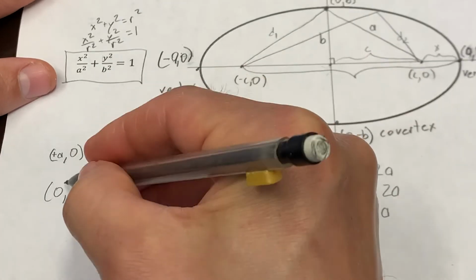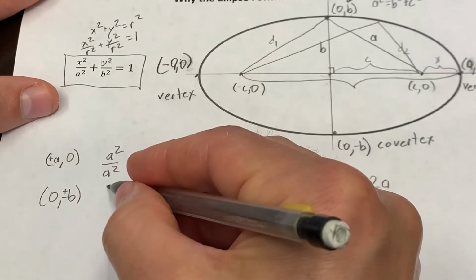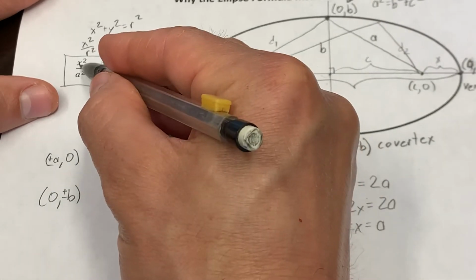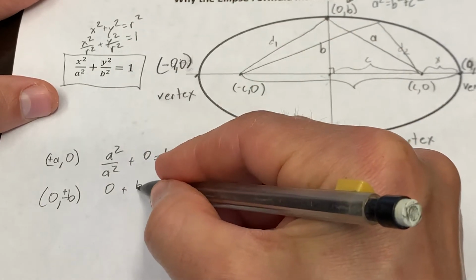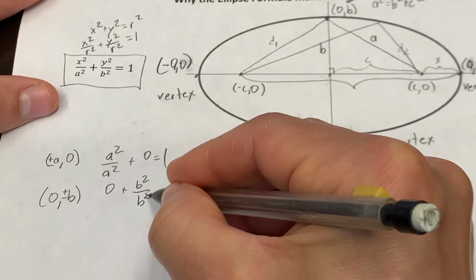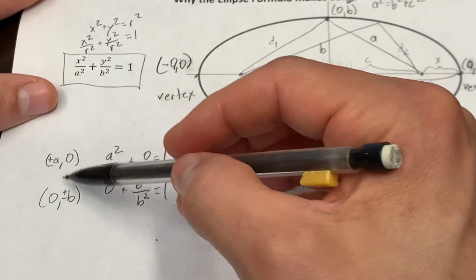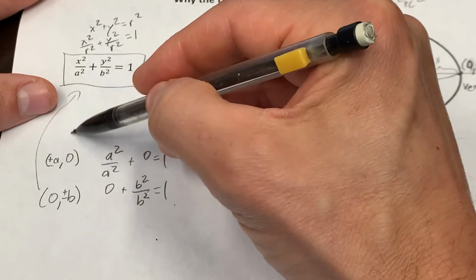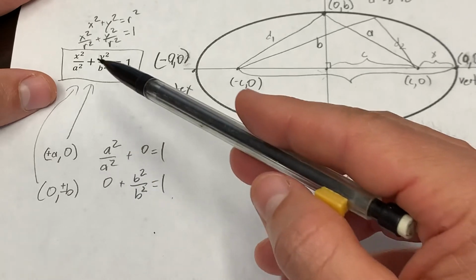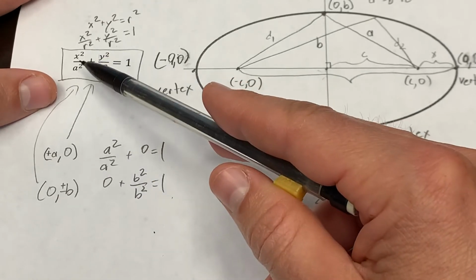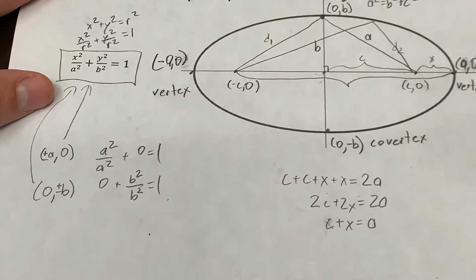So 0, B for one, or we could put negative B for the other. Well, let's think about what that does to the equation. 0 is this term, plus, if y is B, B squared over B squared equals 1. So this somehow satisfies the equation, and really, I sort of think about these points as being the points that really motivate the whole rest of the piece, right? This is uniquely designed, so A, 0 and 0, B will both satisfy the equation.